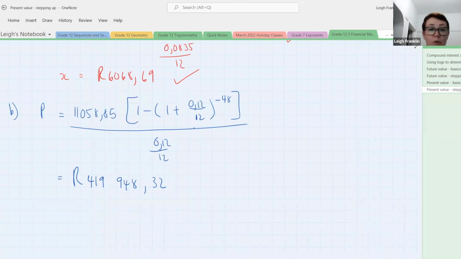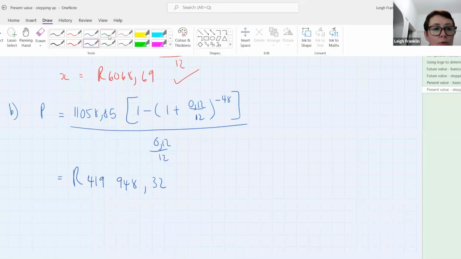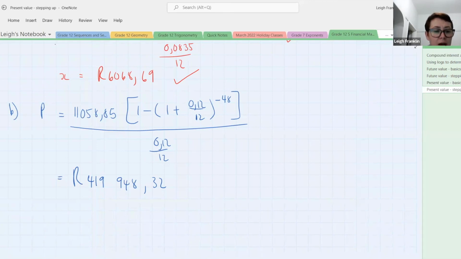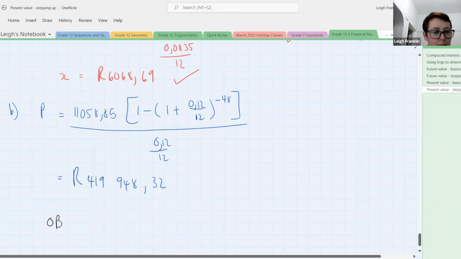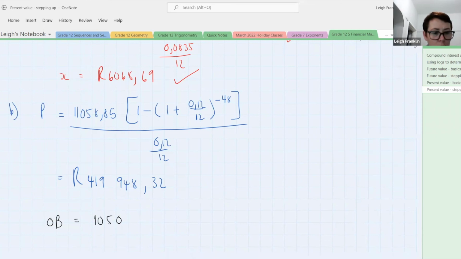If we wanted to do it the other way, I just want to show you this very quickly, just so that you do know. If we had done it the other way, the outstanding balance would have been the value of his loan. And remember, we would have had to subtract his deposit. Okay, so that's why it's 105000, because remember he put down the deposit of 450,000.